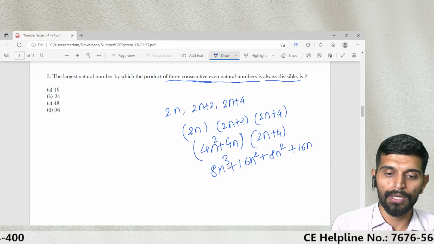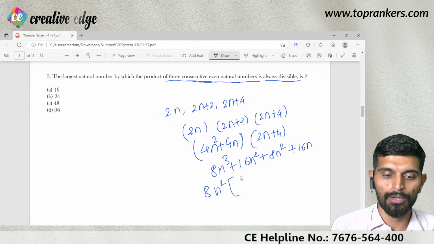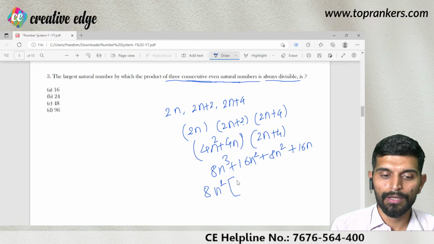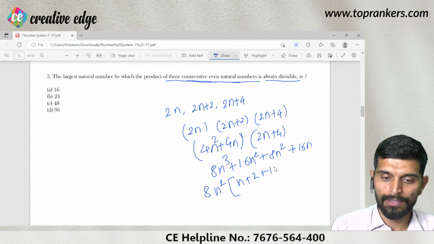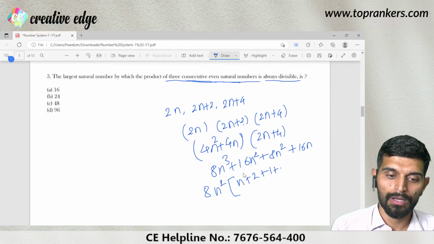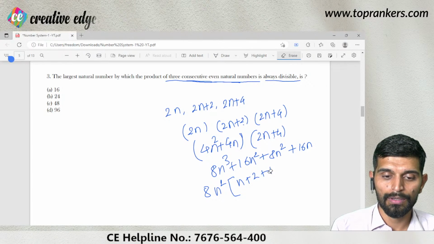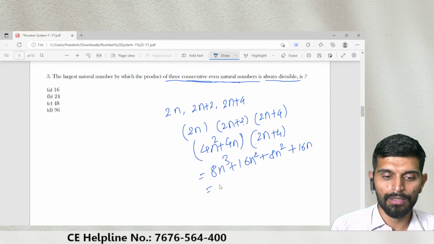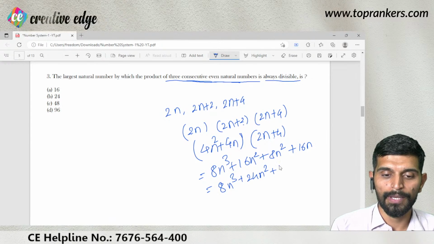So if we take 6n square common, 8n square common, we will have n plus 2 plus 1 plus, not n square but n only. So let's recount it. So this will be 8n cube plus 24n square plus 16n.